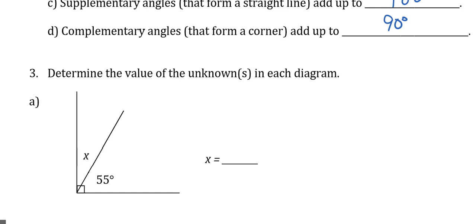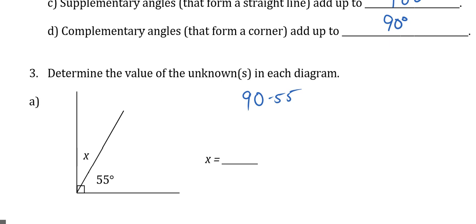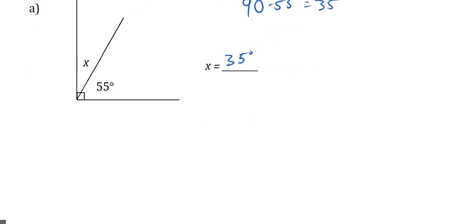90 minus 55. So it's 35 degrees. And I put my answer on the line. Okay.